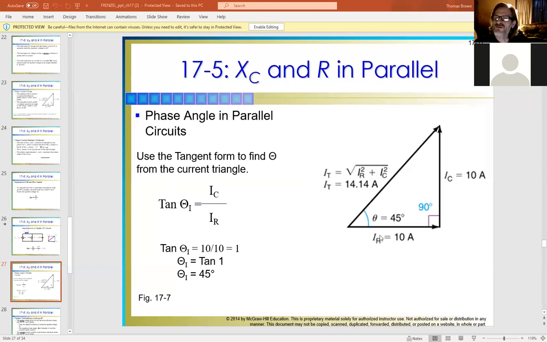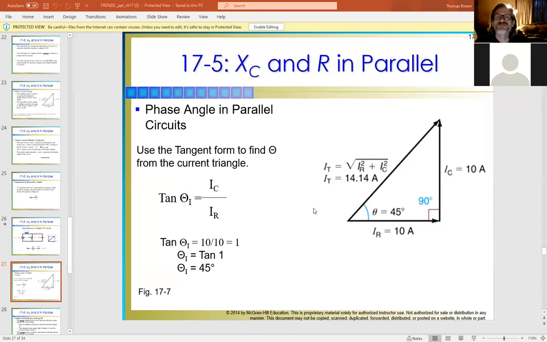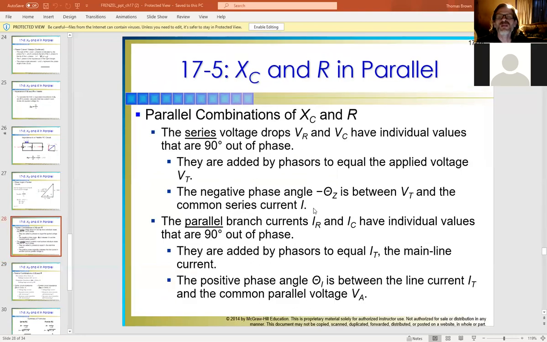It matters what values you have here, whether we're using current, voltage, or impedance, but this style of formula still works for us. That's how we would find the associated angle. Sorry, a little sidebar. Let's examine some stuff with this and see what our differences are. The series voltage drops, VR and VC, have individual values that are 90 degrees out of phase.